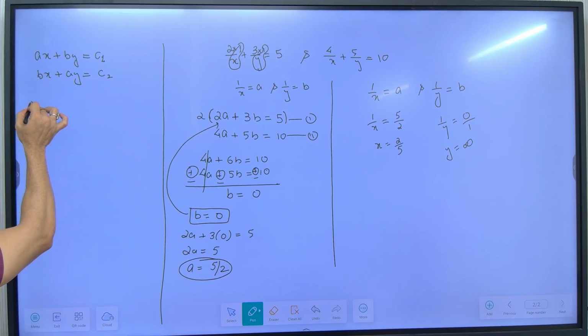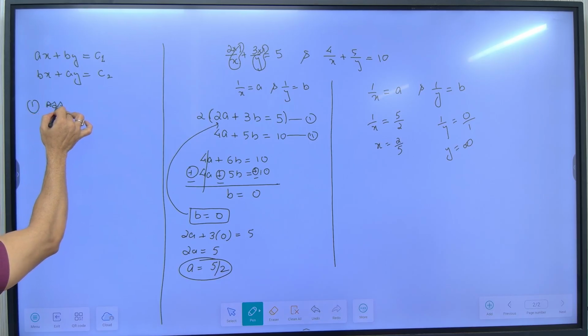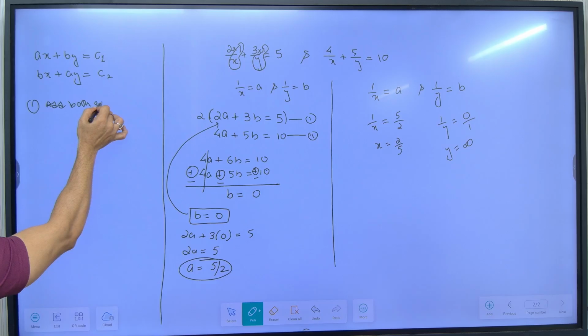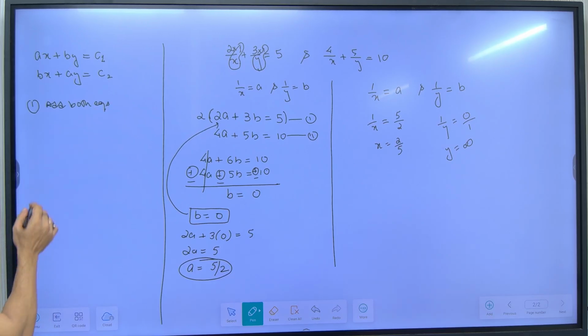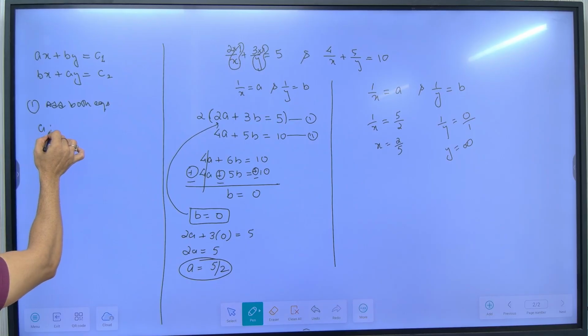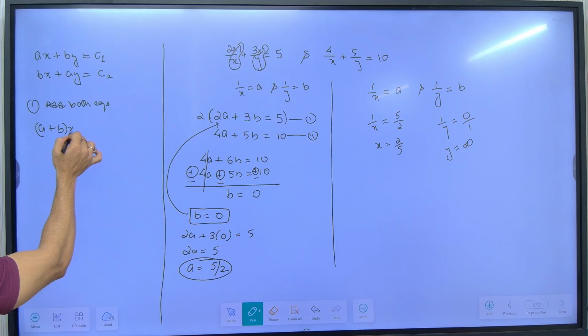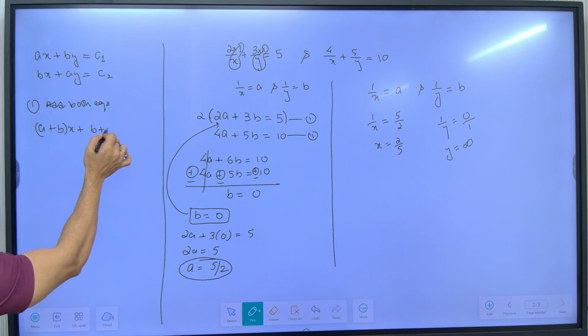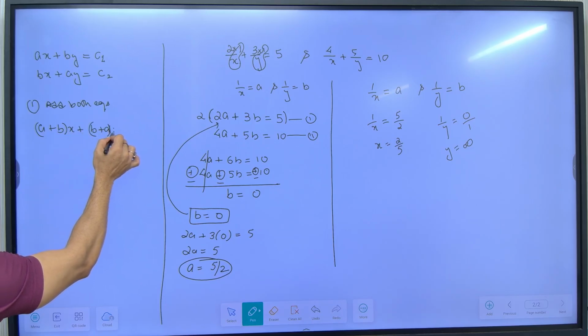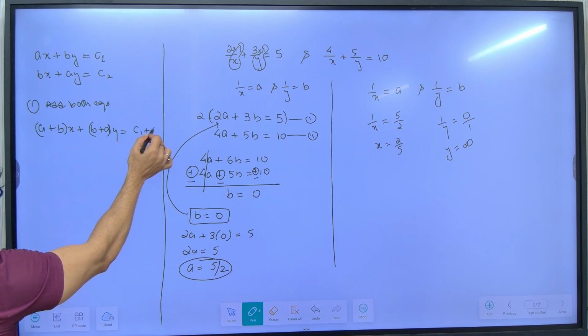first step, add both equations. First you do one thing, add both the equations. When you add both the equations, it will be (a plus b) times x plus (b plus a) times y is equal to c1 plus c2.